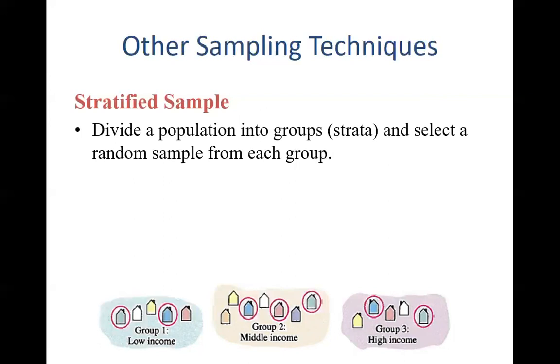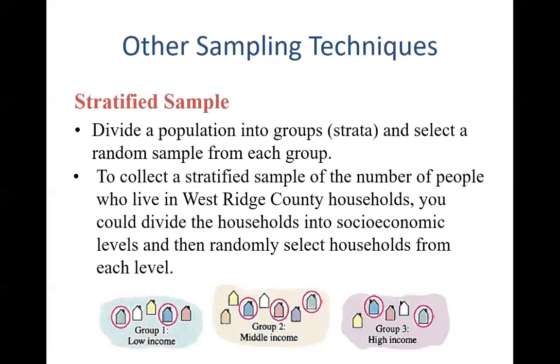Let's say you were going to be looking at something related to folks who live in a particular county, and you want to make sure that you aren't skewing your data because you're only going to the wealthy side of town, or you're only going to the low income side of town. So instead, maybe you divide households according to their income. So you get low income, medium income, high income, and then you can randomly select households from each of those. That would be a stratified sample. Make sense?